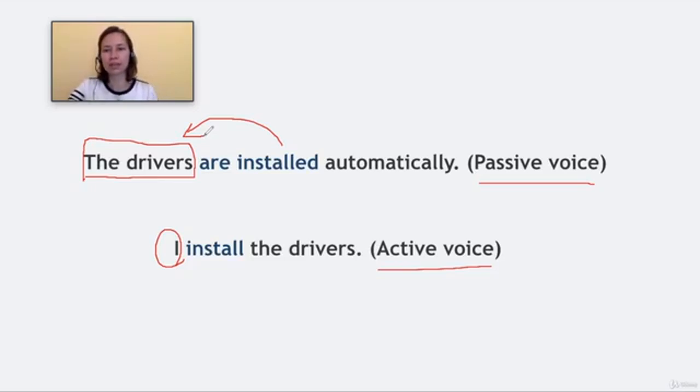When you want to say that somebody does the action or something does the action, you use the active voice. And then you start with the doer of the action, and this person does something. I install the drivers. On the other hand, in passive voice, probably you don't know who does the action, or it is not important who does this action. That's why we don't need the doer, we don't need this subject, we just use the drivers are installed. So the action is done with the drivers.